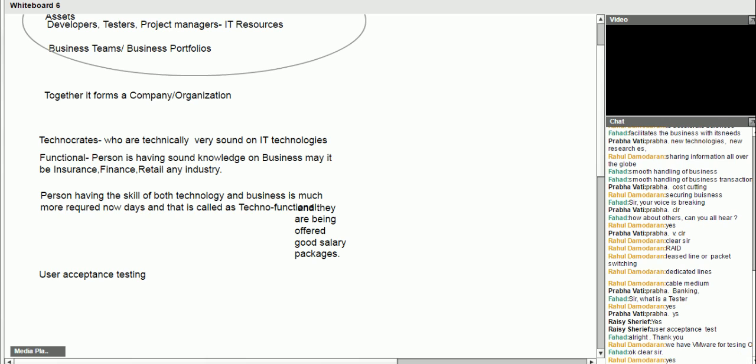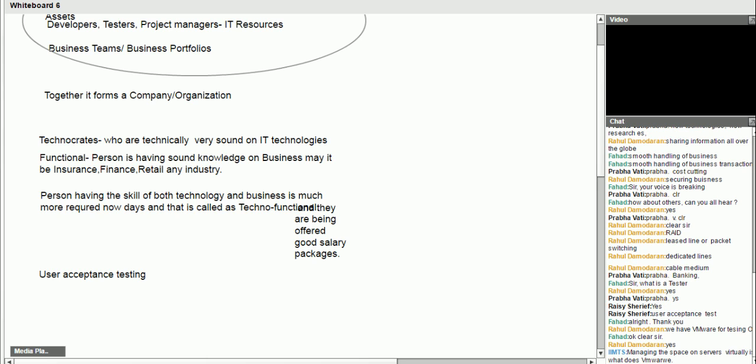Rahul, VMware is basically used for managing the space on servers virtually. As per my knowledge, Rahul, managing the space on servers virtually is the role of VMware. It creates some virtual layers between the server and your systems.